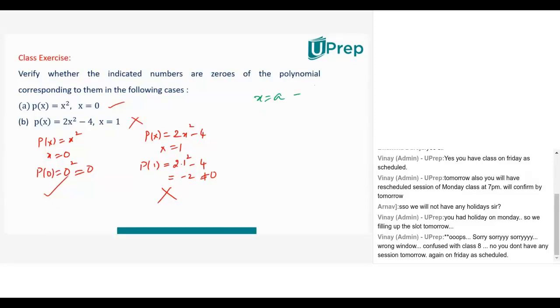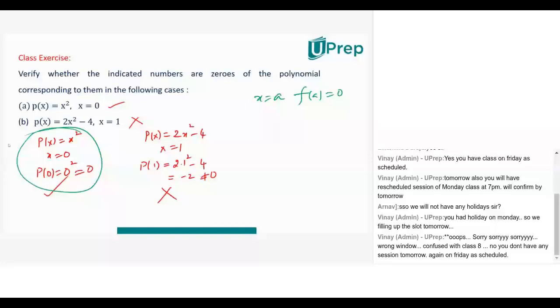What are the zeros of the polynomial 2x square minus 4? Look at the first case. You said x equal to 0 is a 0 of x square, correct? But x square is a quadratic expression. So a quadratic polynomial should have two roots. One of the zeros is visible, 0. What should be the second 0? Sir, I'm finding out.